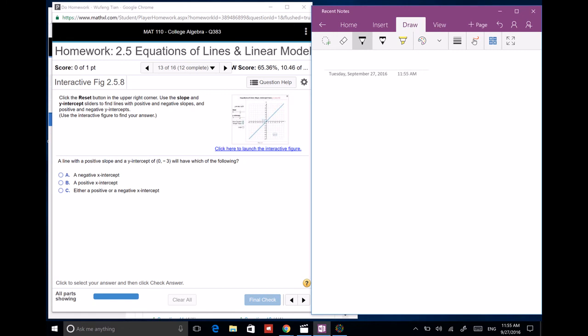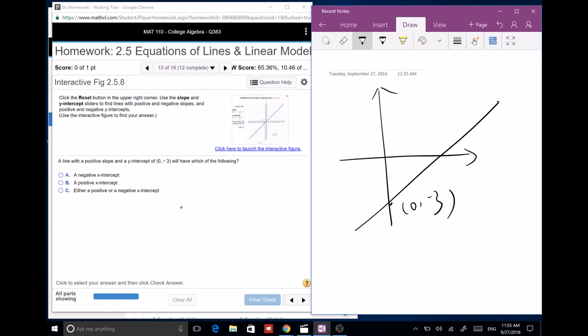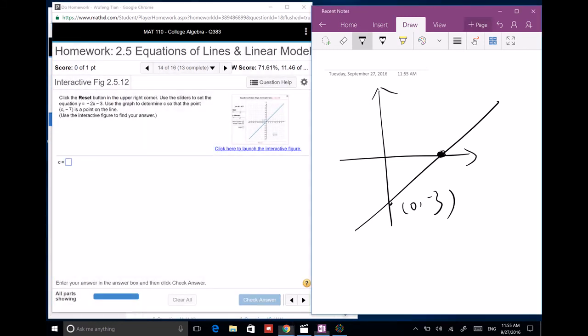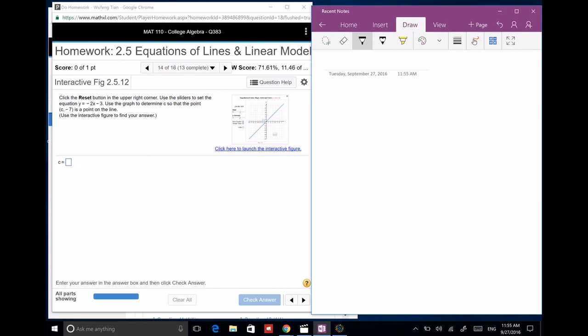Okay. This one, does it give any information? A line with a positive slope and a y-intercept of -3 will have which of the following? A positive slope right here, like this, 0, -3, positive slope, have a positive x-intercept. You see this point is positive. Oh, it gives everything. That's good. I don't have to look at the picture.